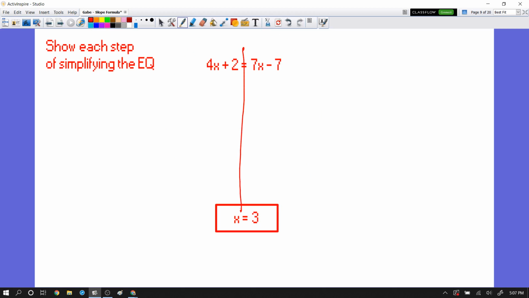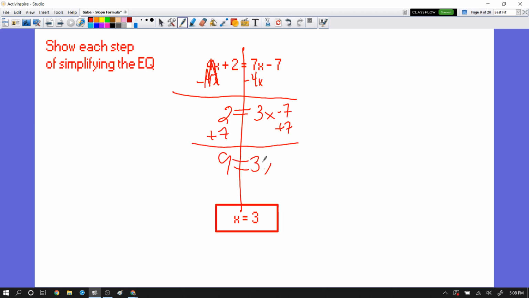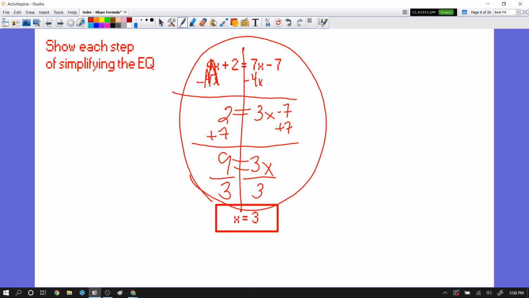Always starting with our smallest variable, that's going to be 4x, so minus 4x. That's going to leave you with a 2. Let's see, 3x minus 7. Now we isolate the variable, get that 3x by itself by doing the opposite to this -7, plus 7. So that gives you 9 equals 3x. We know that a number next to a variable means multiply, so we're going to divide. 9 divided by 3 is 3. That is what it should look like.